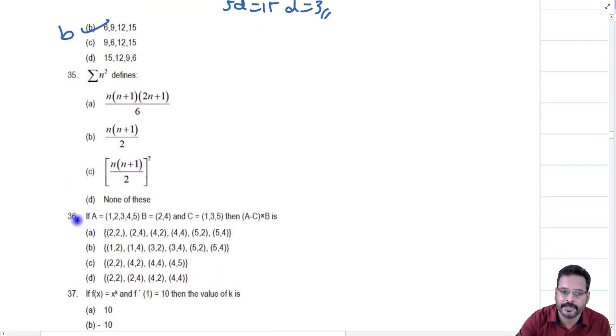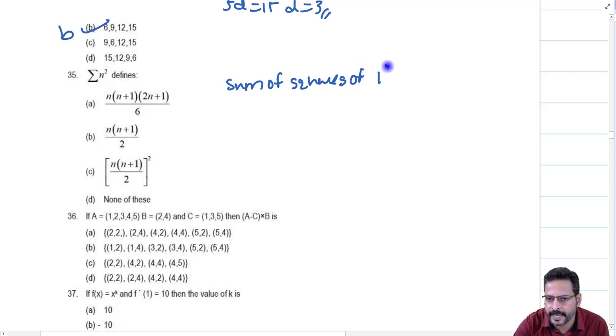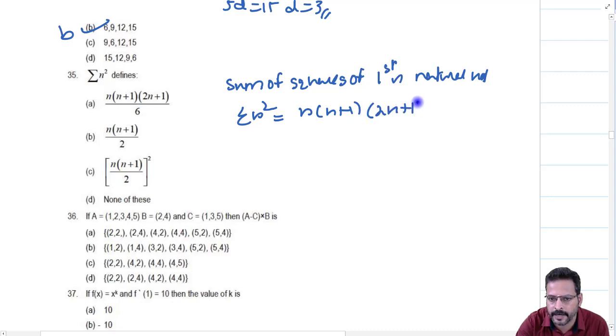So then, sum of the squares of first n natural numbers. First n natural numbers, we know that it can be written as sigma n square. We know the formula: n into n plus 1 into 2n plus 1 divided by 6. So choice A.